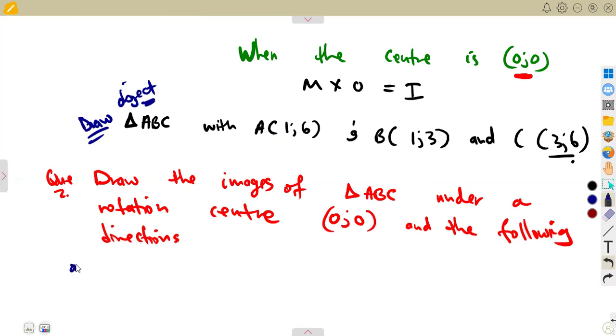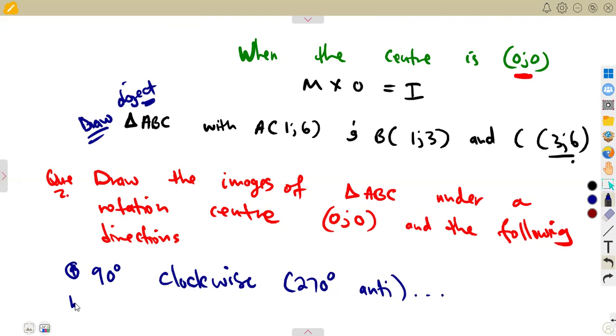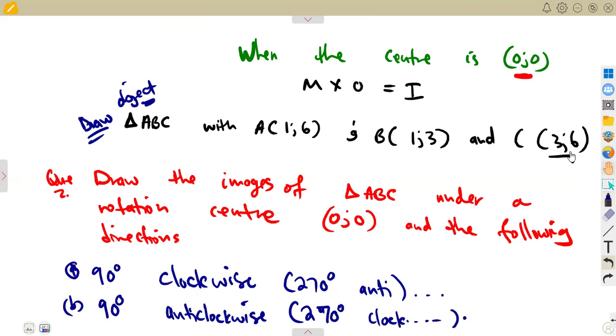You might be given the first one, A, 90 degrees clockwise. Remember, I said a 90 degrees clockwise is the same as 270 degrees anti-clockwise. So you use the matrix for 90 degrees clockwise, which is the same as 270 degrees anti-clockwise.